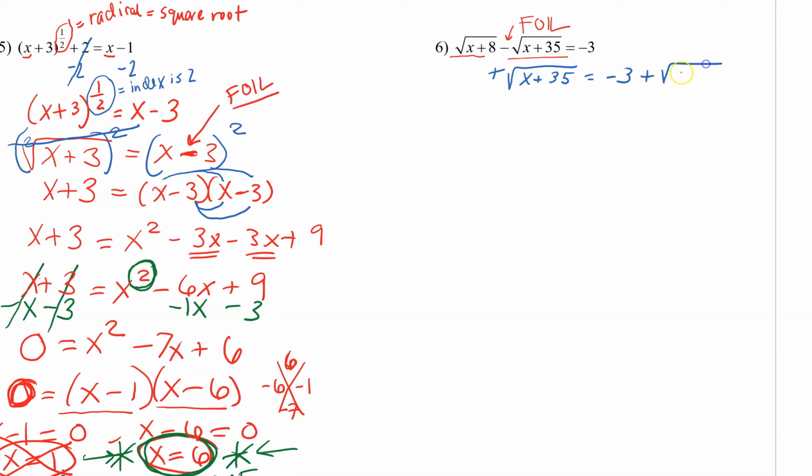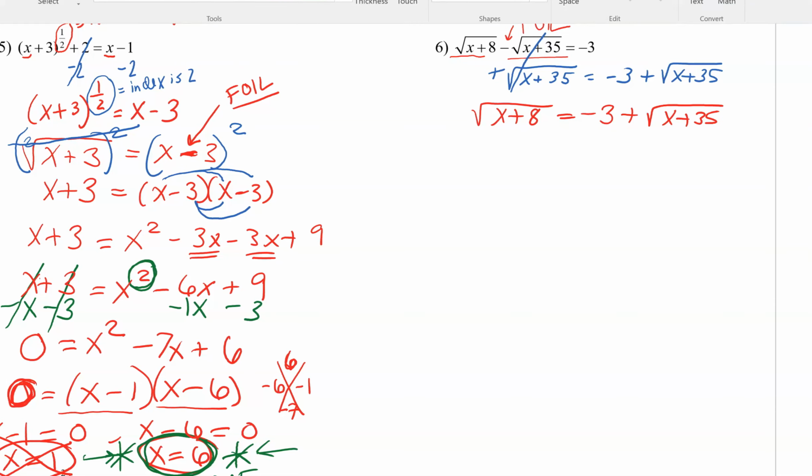So I'm going to add the square root of x plus 35 to the other side. I would rather FOIL that with a number rather than another radical. So I'm just doing that to make my life a little bit easier. So on the left side, I just have a single radical. And then on the right side, I have this binomial that I will have to FOIL.